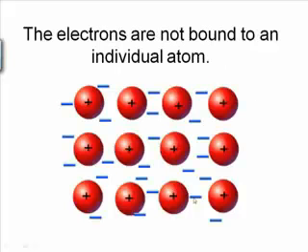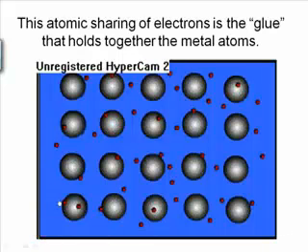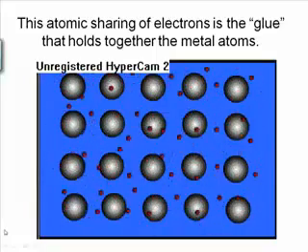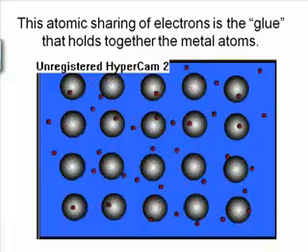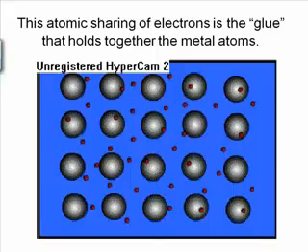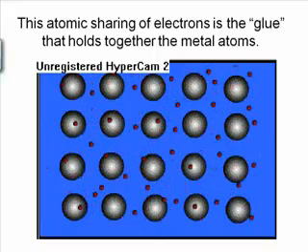So here's a visual of what we're talking about. Let's look at this animation here. We have the sea of electrons. They're delocalized. They don't belong to one atom or the other. They're just moving around in between these positively charged metal ions.